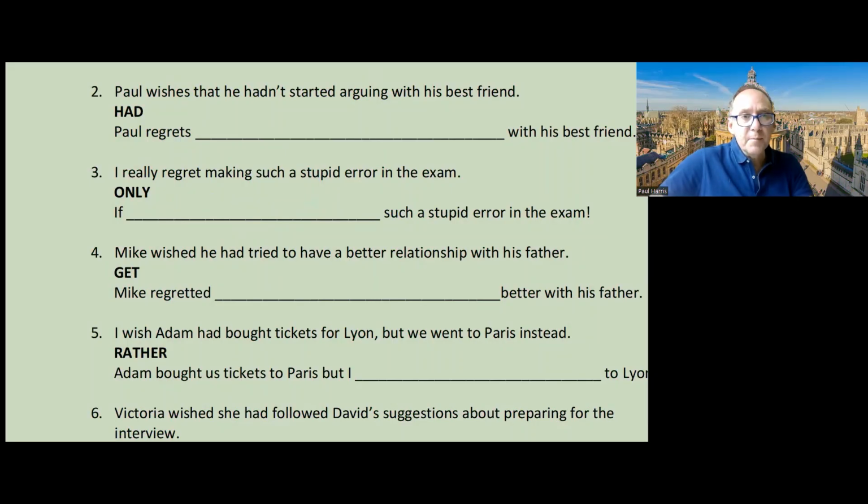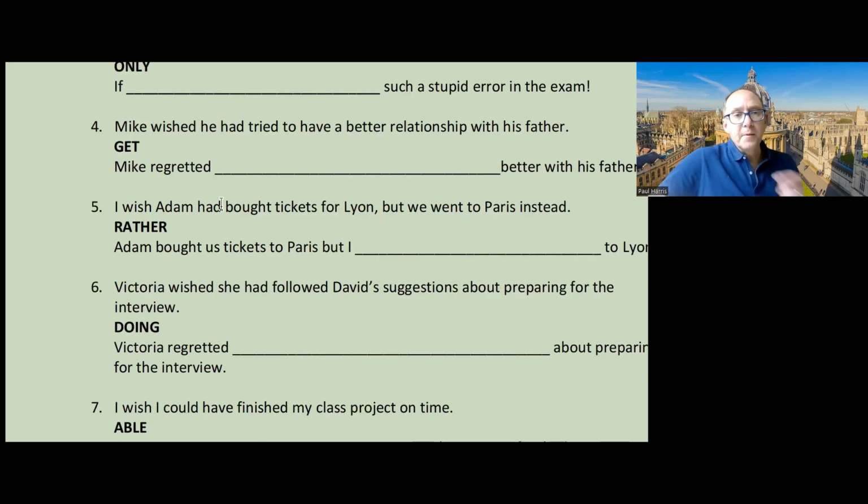Okay, let's move on to number 4. Let's just move the screen up a bit more. Okay, so Mike wished he had tried to have a better relationship with his father. So what things can we say that we don't need? Better relationship with his father, perhaps this part here. Maybe a relationship is going to be important because we don't have anything here. And it looks like we're going to be using the verb get. Maybe we're going to have to indicate this idea of relationship with get, so maybe we're talking about a phrasal verb.